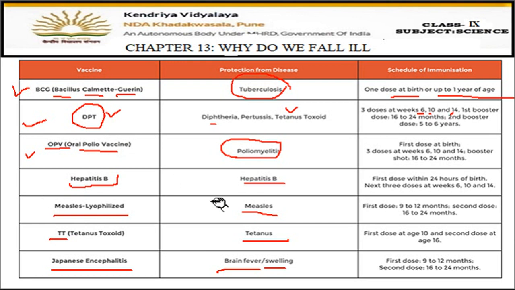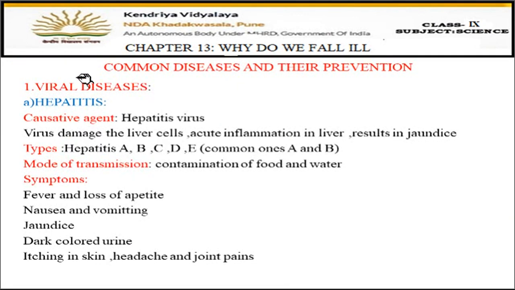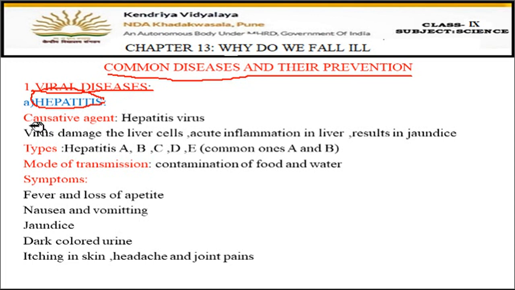Now, next topic, we are starting with common diseases and their prevention. Now we will study some of the diseases in humans. Diseases can be caused by virus, bacteria, fungus, or protozoa. So let's start first with the viral diseases, which means diseases caused due to virus. Among the viral diseases, first we are starting with hepatitis. Let us start with the different headings.